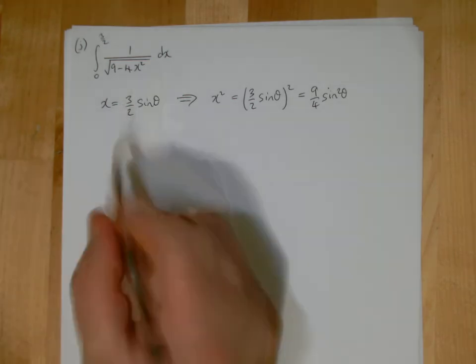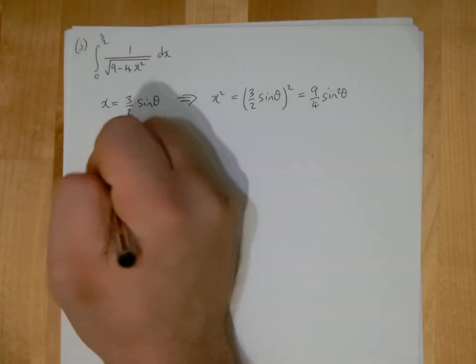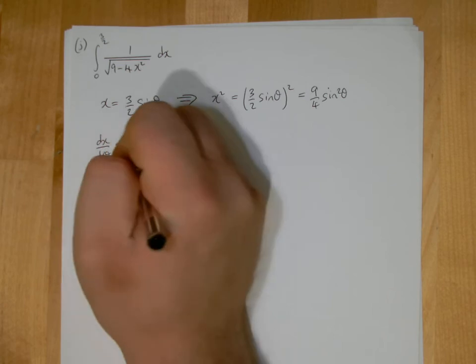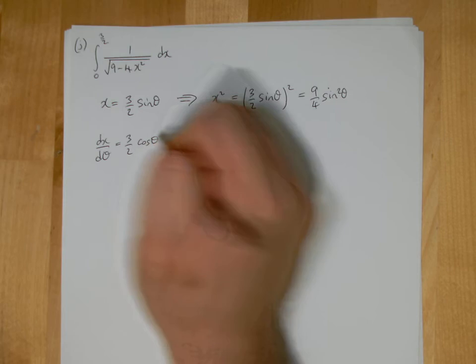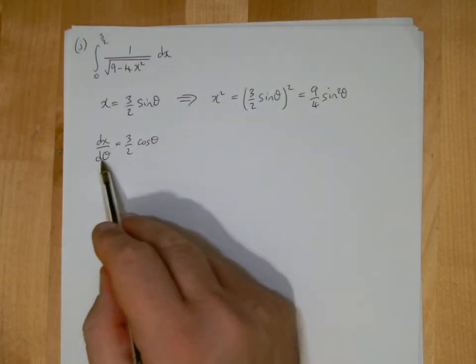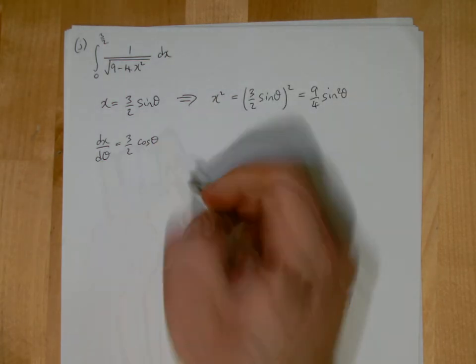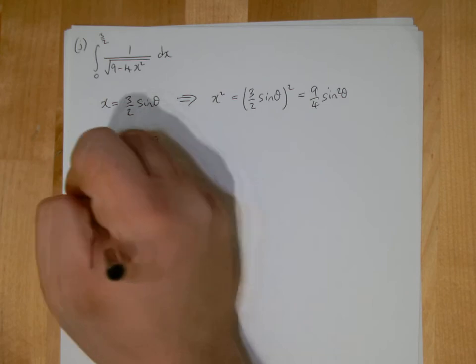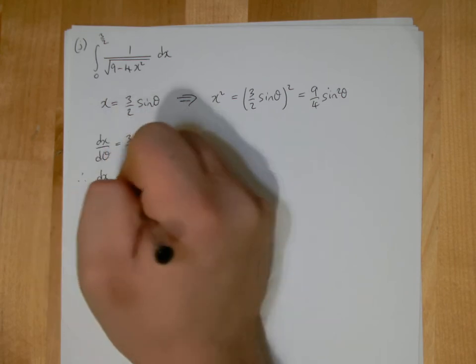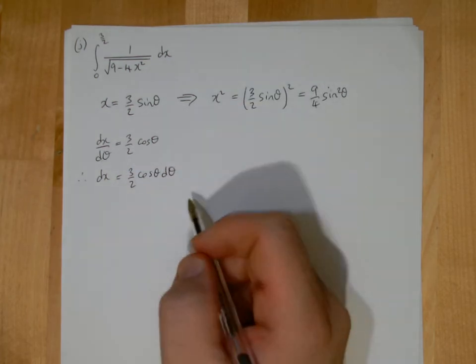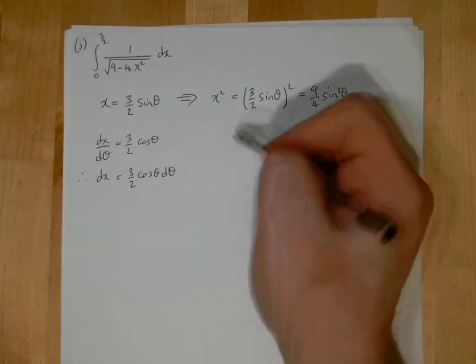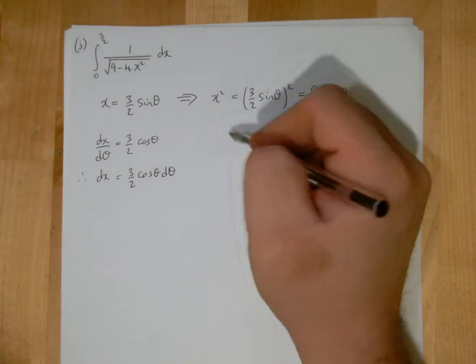So we need to replace dx as well. So dx by d theta will be 3 over 2, and sine theta, of course, becomes cos theta. Take then the d theta up, okay? So therefore, dx will be 3 over 2 cos theta d theta, okay? We need to do the limits as well. So let's sort out the limits.